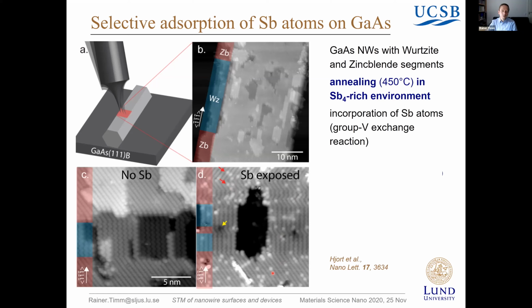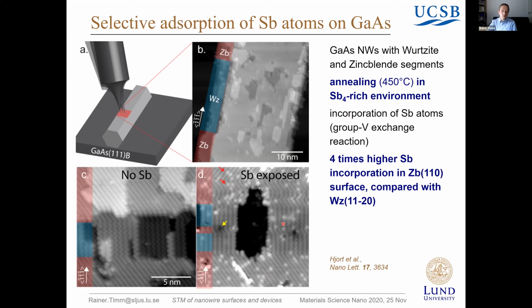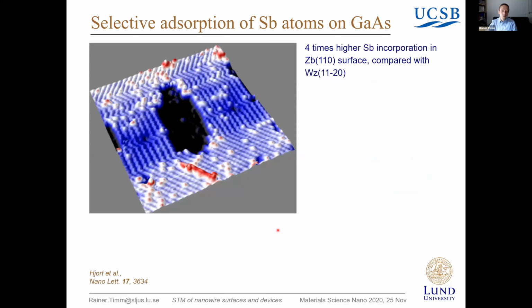and different electronic properties. And if we count them, we see we have many more of these bright spots in the cubic material here and fewer of them in the hexagonal material. So it's a factor of 4 higher incorporation in one crystal phase compared to the other. Again, it's the same material. It's only a different ordering of the atoms, which results in a different incorporation of our antimony atoms, so they are built into the lattice.